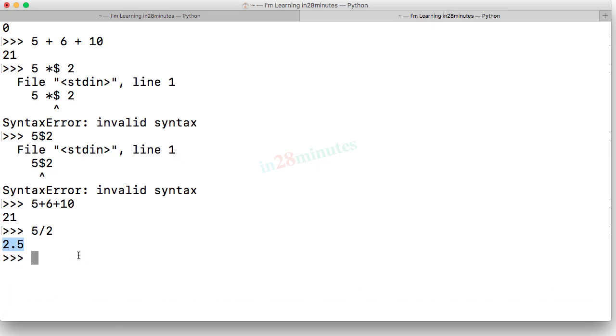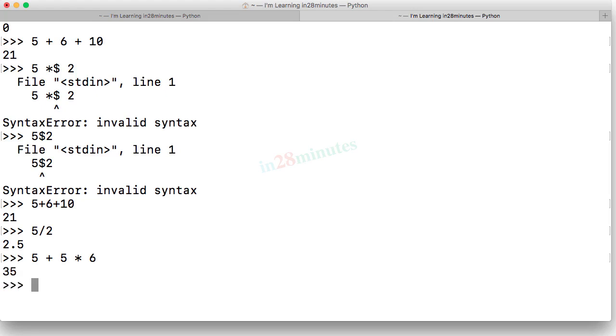Now, next puzzle. 5 plus 5 into 6. What would be the result of this expression? Will it be 5 plus 5, 10 into 6, which is 60? Or will it be 5 plus 5 into 6? 5 into 6 is 30, so 30 plus 5 is 35. So will it be 60 or 35? Think about it. It's 35.